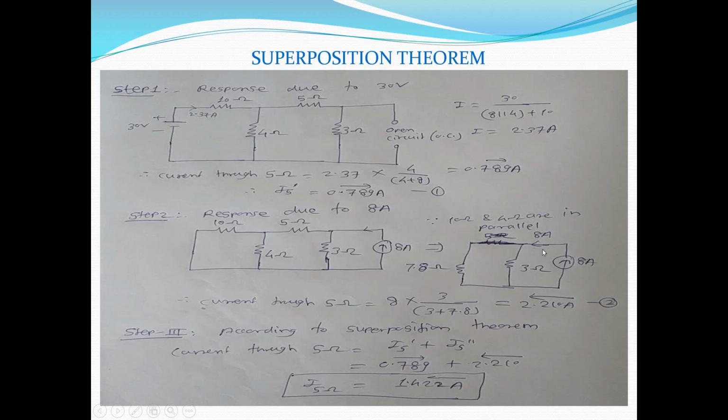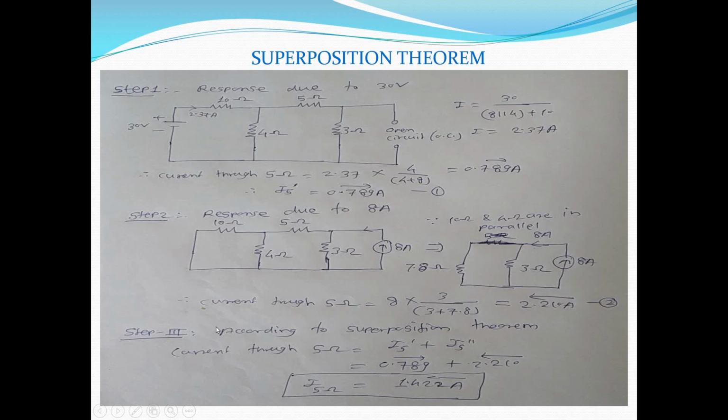So now we have to find out the current flowing through the 5 ohm. That means we have to find out the current flowing through this 7.8 ohm resistance. So again we'll use the current divider rule. The current through the 5 ohm resistance is equal to the total current which gets divided, that is 8 ampere, into the opposite resistance through which we have to find the current. Since we have to find the current through the 7.8 ohm, the opposite resistance will be 3. So 8 into 3 upon the resistances in which this current gets divided, that is 3 plus 7.8, that is 2.210 ampere, but this current will flow from right to left.